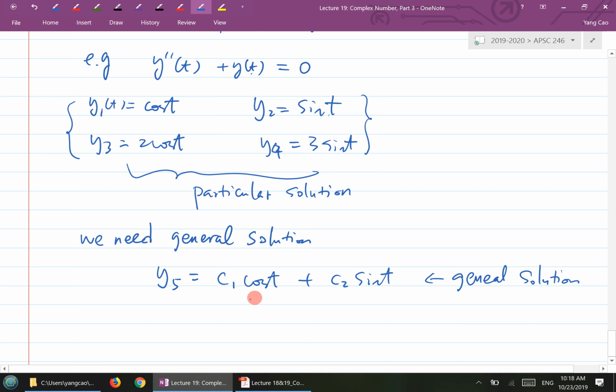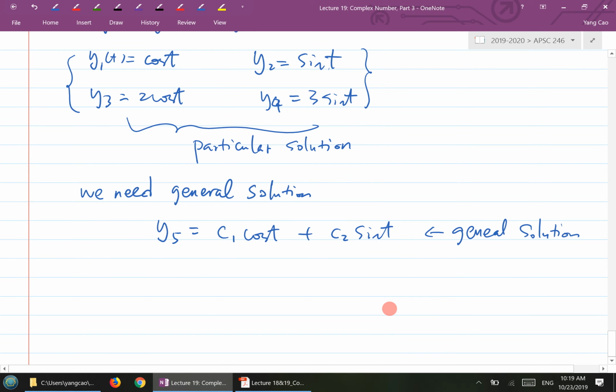Why is it general? Because I don't have specific constant numbers here. I have two general constants, and they also involve both cosine t and sine t. In other words, what we just wrote will contain all of the particular solutions. If I let C2 equal to 0 and C1 equal to 1, you get y1. If I let C1 equal to 0 and C2 equal to 3, then you get y4. So this general one has all of the possible particular solutions. That's why it's called general. I think I'm going to stop here.